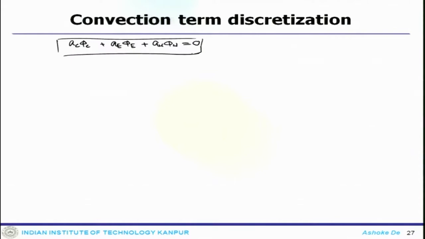Now, once you get that, the coefficients are going to be different compared to the conventional fluxes. Here a e is flux F e convection plus flux F e diffusion, which is m dot e 0 minus gamma e A c by delta x e.